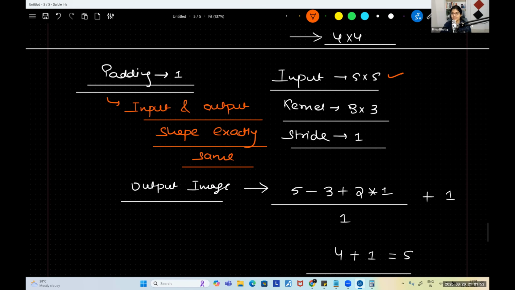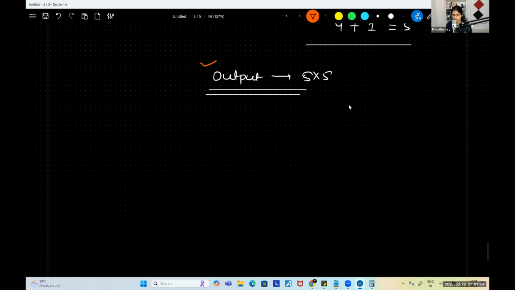Let's suppose that you have a 5 cross 5 image. When I'm saying 5 cross 5, it must be 0, 1, 2, 3, 4. Or let me do one thing: instead of writing on my own, which will take a lot of time, I will fetch one image and then showcase the concept of padding.